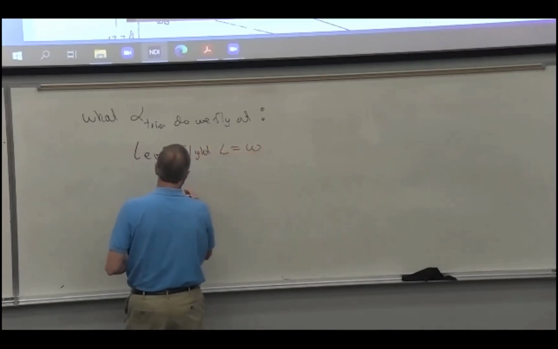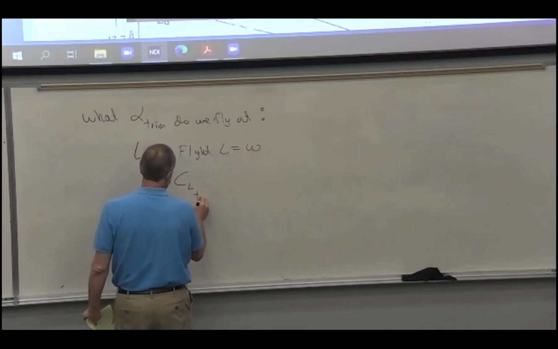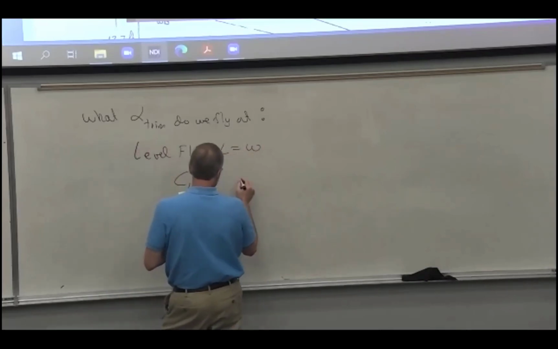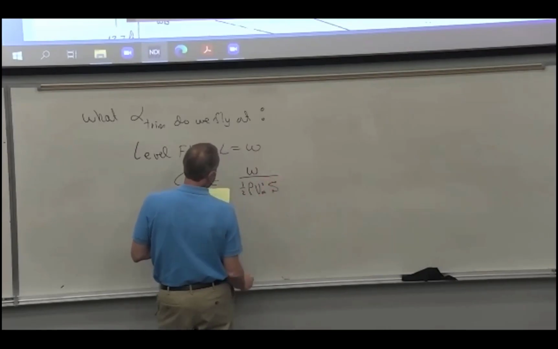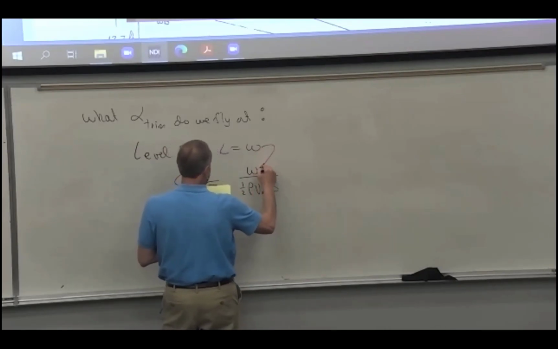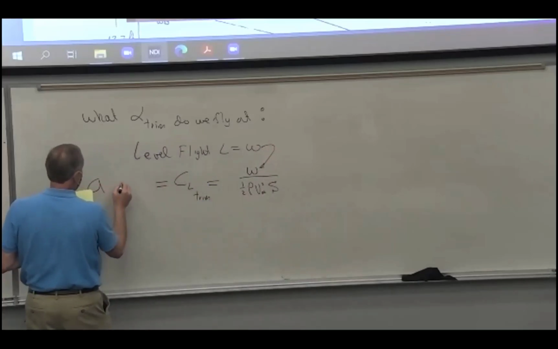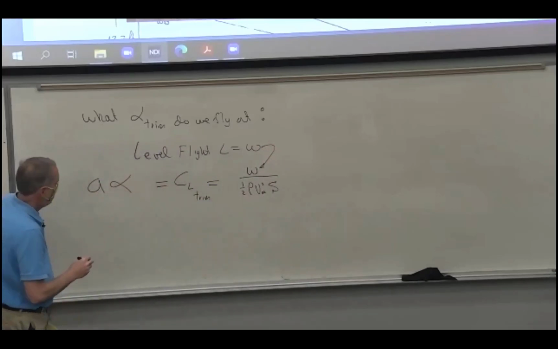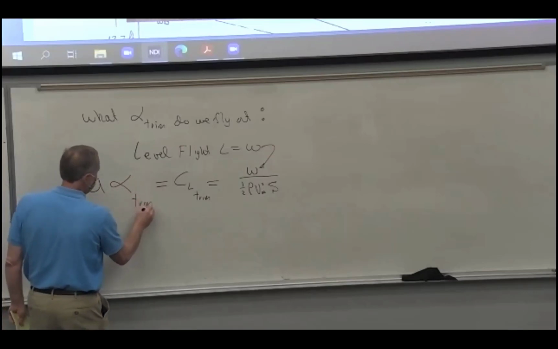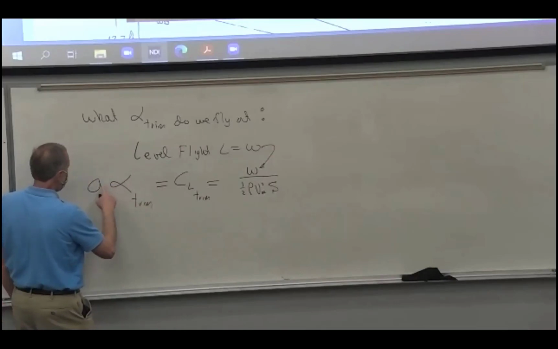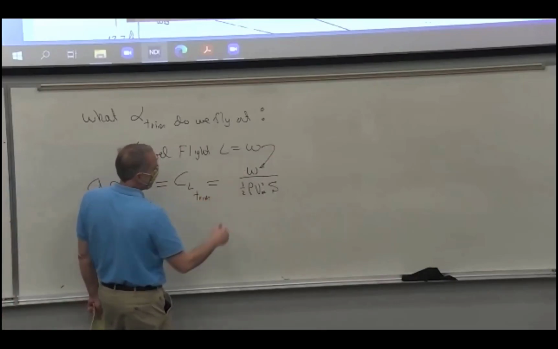lift equals weight. So then CL trim, we're talking trim now. The CL trim is the weight divided by 1/2 rho V infinity squared S. And so the weight goes in here, and CL is the lift curve slope of the airplane times alpha. And so that's where we get the trim. For level flight, we have to have enough alpha times the lift curve slope to balance out the weight of the airplane.